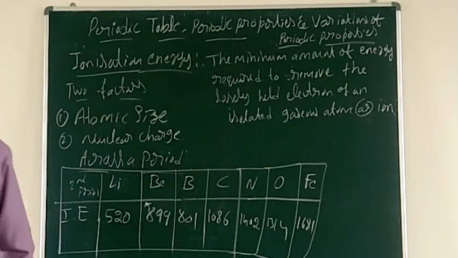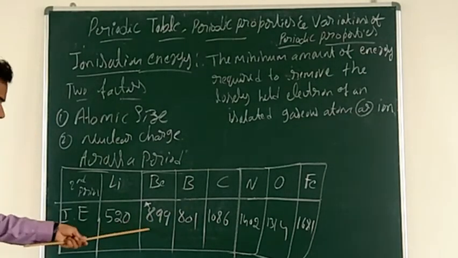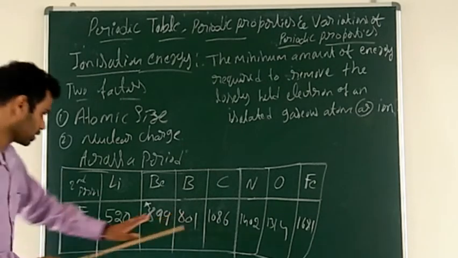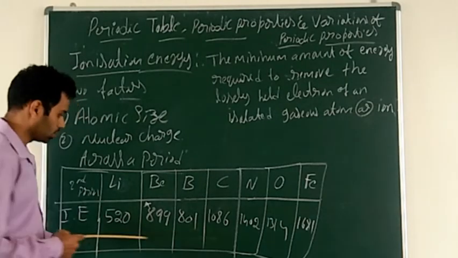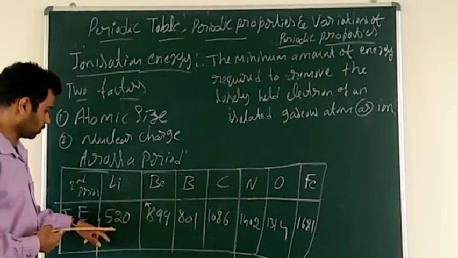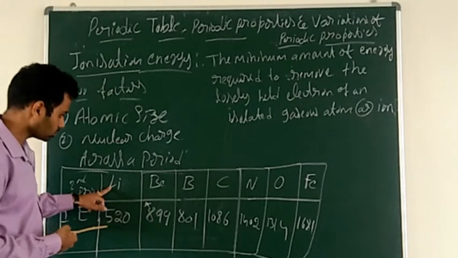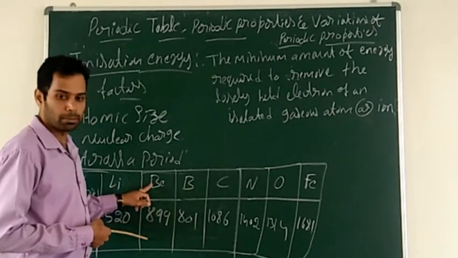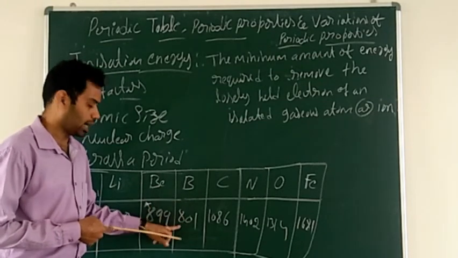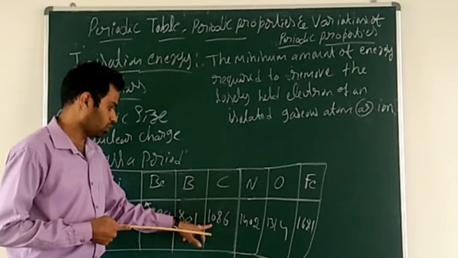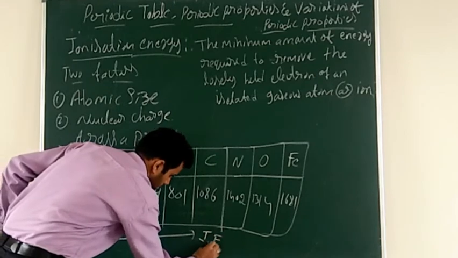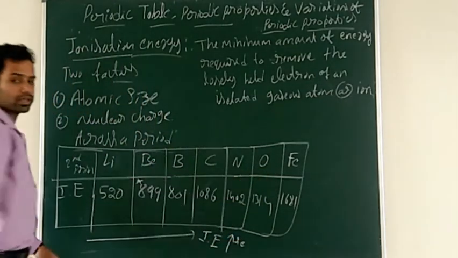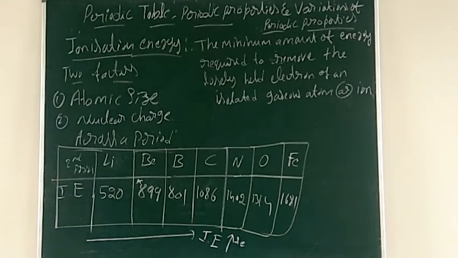1681. Now look at that. Across a period, the ionization energy expression, yes? Okay, don't consider this one. So across a period, ionization energy increases. Looking at the values, you can tell that 520 is the ionization energy of lithium, 899 is beryllium, boron is 801, and carbon is 1086. So across a period, ionization energy increases.